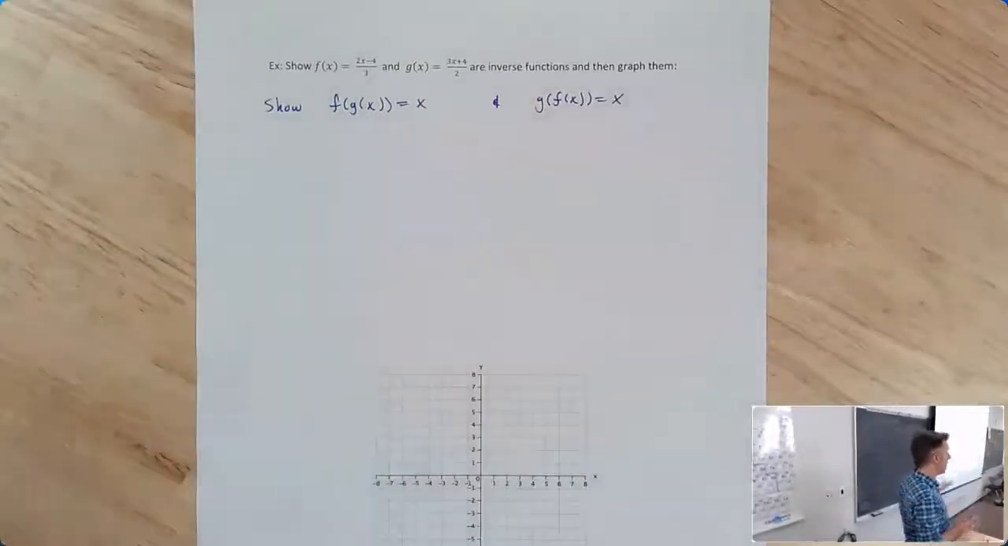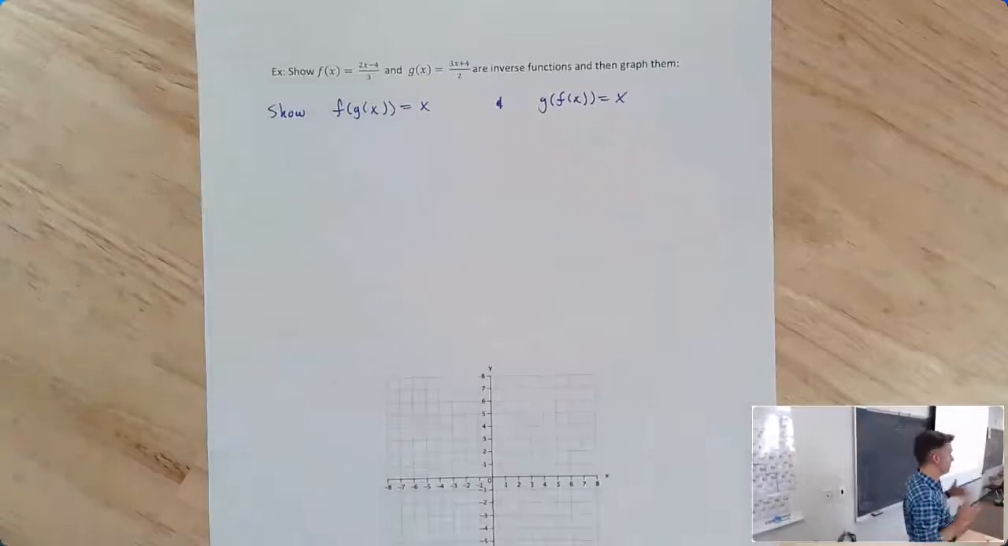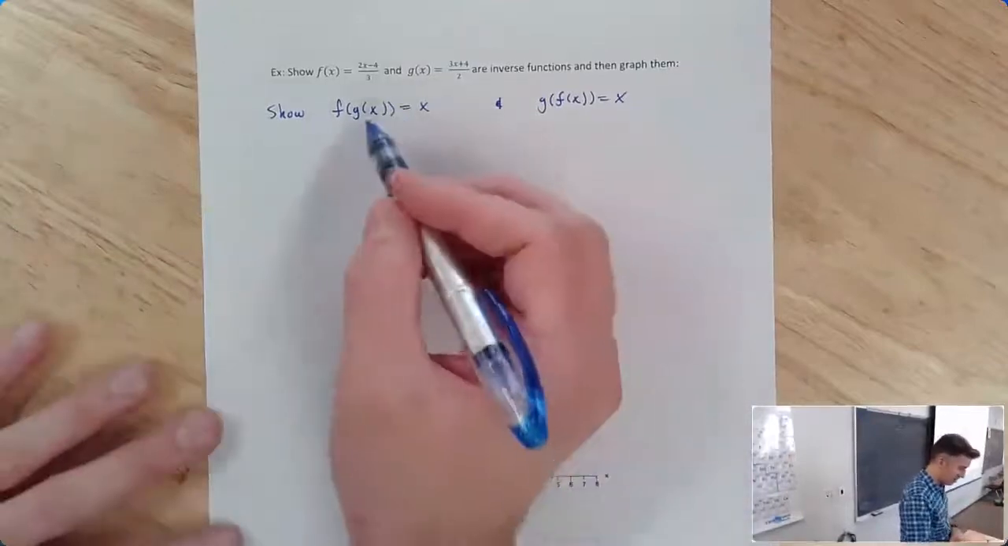Whereas if they ask you to find the inverse, that's where you start with one function, interchange things, and then do the work to find the other function. We're going to do it this way. That doesn't mean you couldn't do it the other way on your own, perfectly fine. So let's show these are inverses.